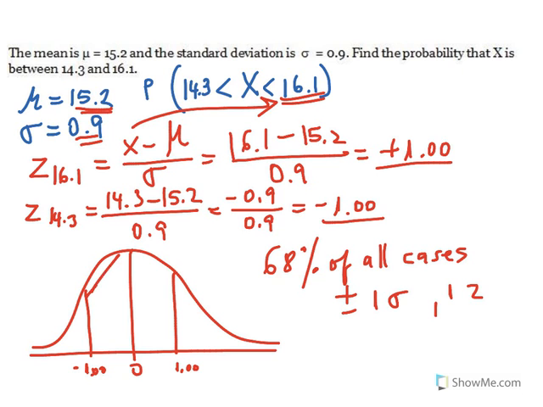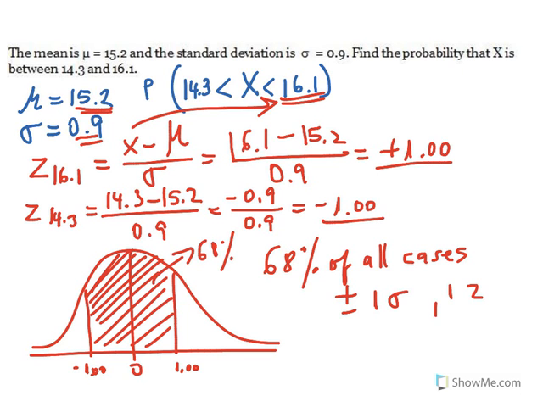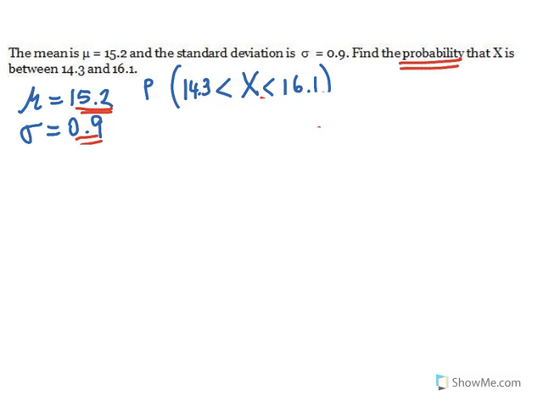Is that correct to assume that this area right here will be 68%? And that is the probability? Yes, it is correct to assume that, but we are going to actually go to the table and see for ourselves. We're going to check if this is correct, or if it's not correct, what is the exact probability that's associated with 1 standard deviation above and below the mean, or 1 z-score, minus 1 and plus 1. So now we have the z of 16.1 will be plus 1.00, and the z of 14.3 will be minus 1.00. Let's go to the table and find that.